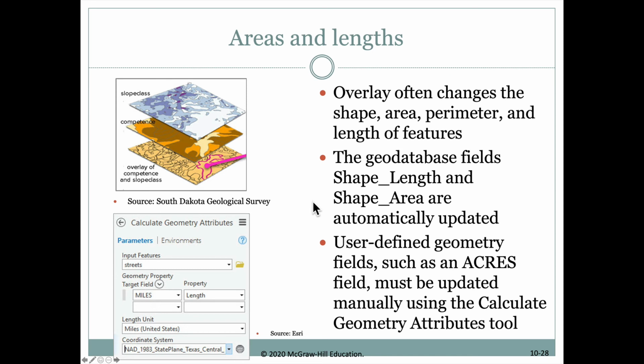And the other issue, besides shapefiles, is that sometimes we have user-defined geometry. So we might take the shape area and we might calculate the number of acres from those square meters. That's a fine thing to do, but after you do the intersect or the union, all of those areas are going to change, and the acres, because they're a field that you created, are not going to automatically be updated.